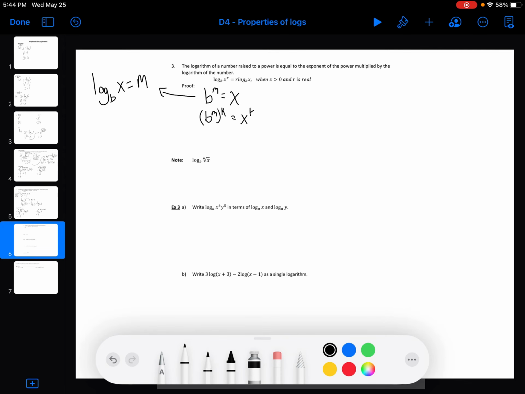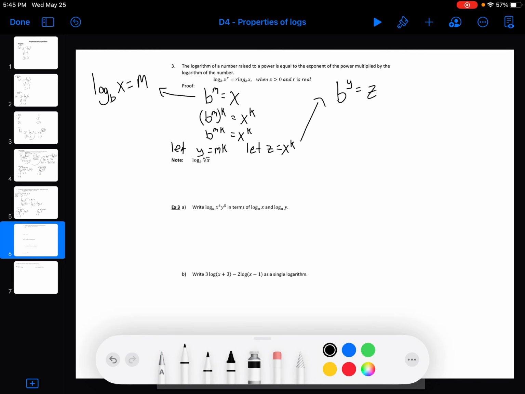Okay, now I wouldn't expect you guys to be able to recognize this, but this is where we're going. So this is going to be equal to b to the mk equals x to the k. All right, what I'm going to do is let y equal the exponent mk, and let z equal the entire thing, x to the k. So now what we have is b to the exponent y equals z.